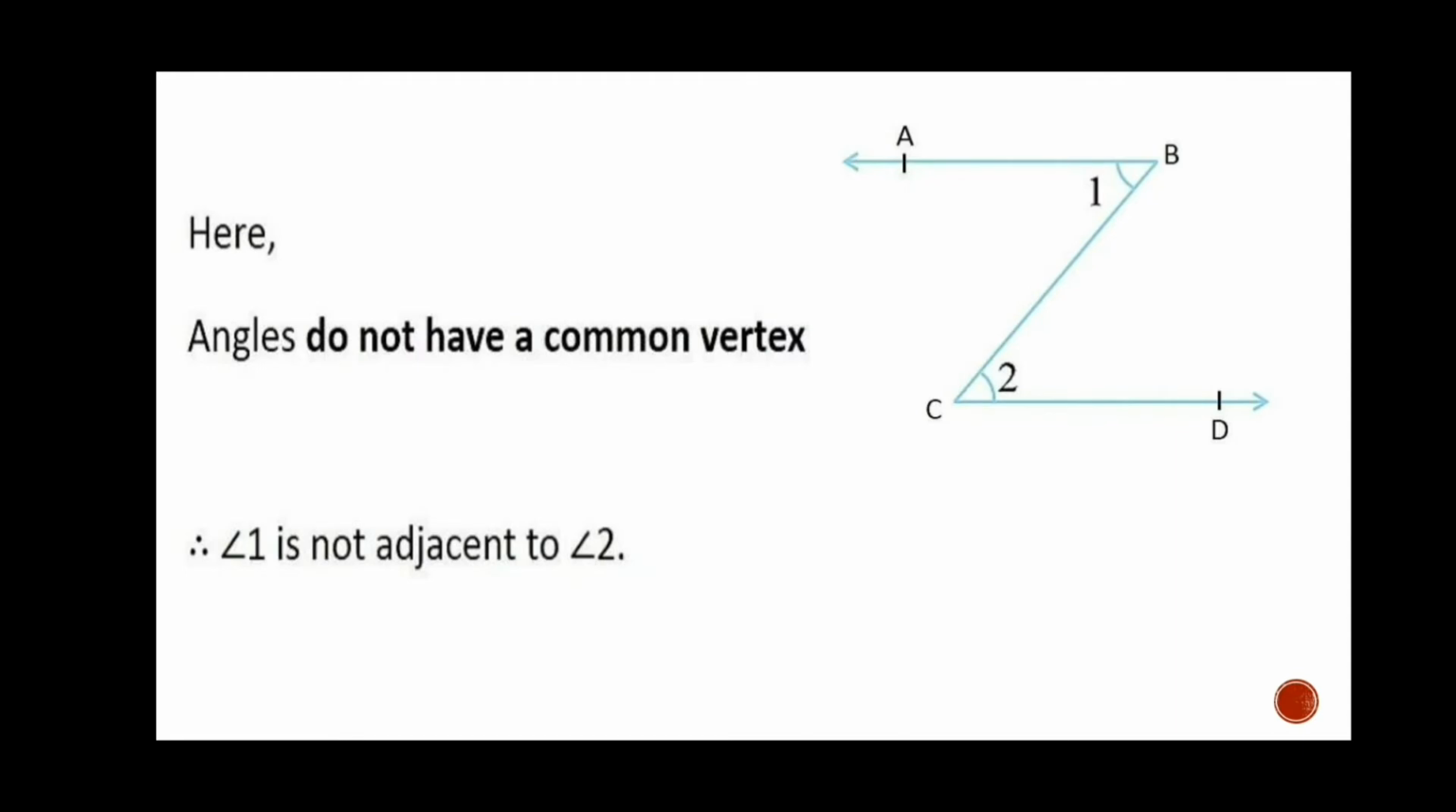Now let us see. So obviously children, these angles are not adjacent, and the most common point for adjacent angles is they should have a common vertex. And you can see in the figure that angle 1 has a vertex at point B, and angle 2 has a vertex at point C. So these both have different vertices, they don't have a common vertex. So here it doesn't satisfy the property of adjacent angles. So we can say the angles do not have a common vertex, so angle 1 is not adjacent to angle 2.